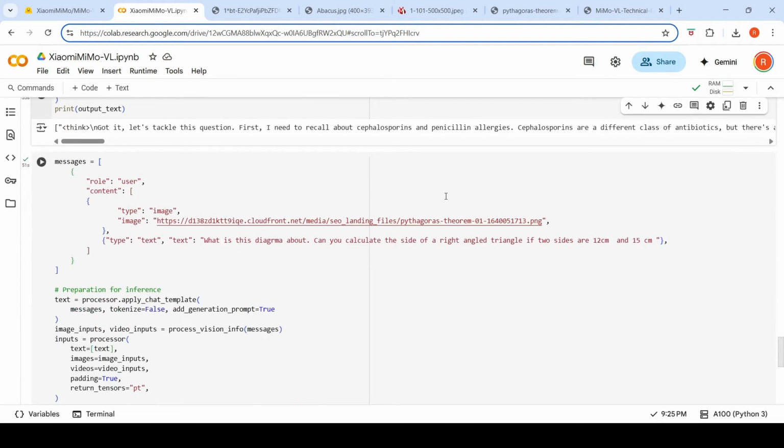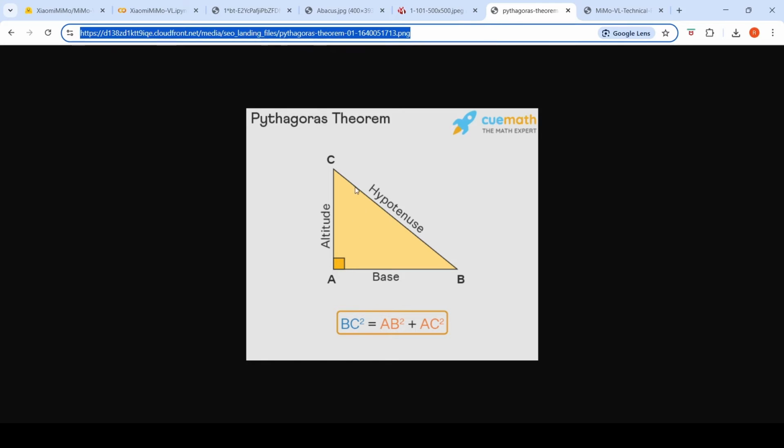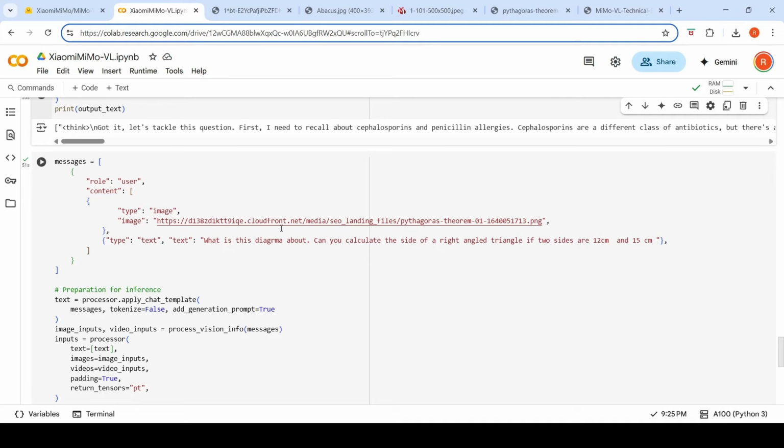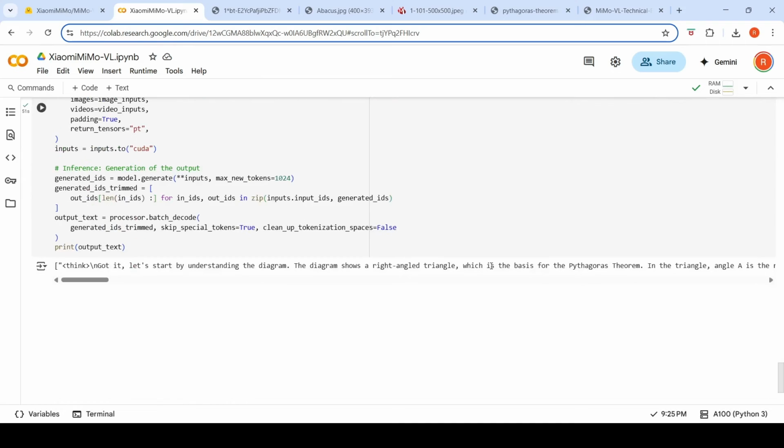Okay. Then I asked another question where I gave this image of the Pythagoras theorem. You have the hypotenuse, BC squared is equal to AB squared plus AC squared. I gave this image as input and asked, what is this diagram about? There's a typo over here. Can you calculate the side of a right angle triangle if two sides are 12 centimeter and 15 centimeter? Let's see what it has done.